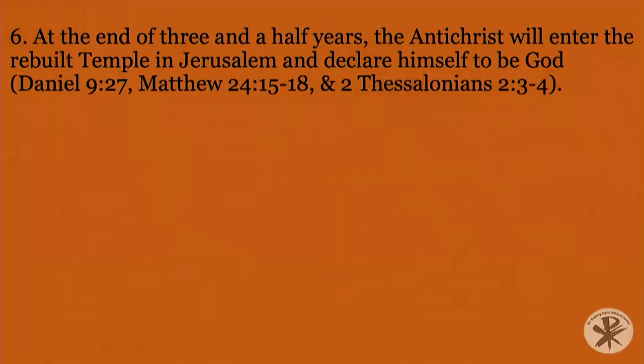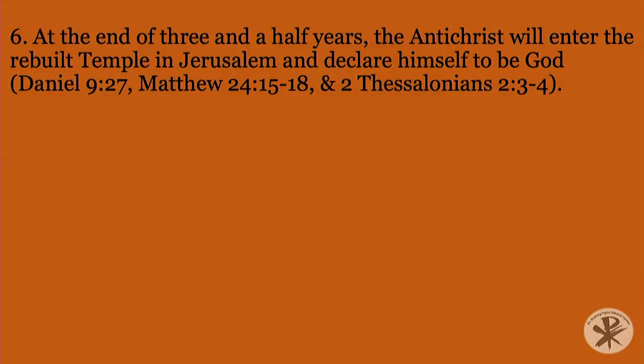Number 6, at the end of 3.5 years, the Antichrist will enter this rebuilt temple, and he will declare himself to be God. That's found in Daniel 9, verse 27. We talked about the 70th week. That's a part of that 70th week. Matthew 24:15 through 18, and 2 Thessalonians 2:3 through 4. All of those refer to this rebuilding of the temple and the Antichrist declaring himself to be God.